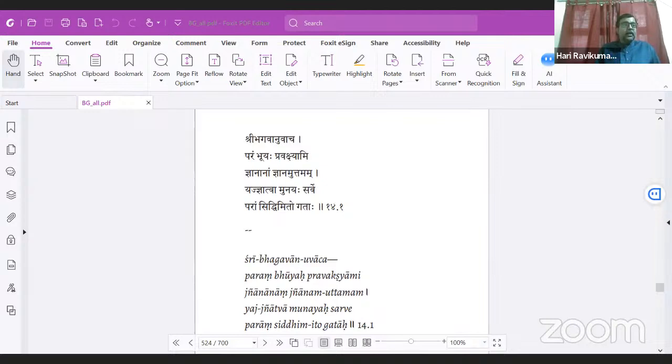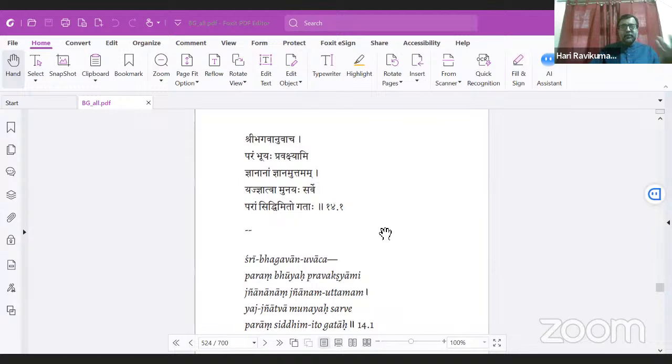Bhuyah param jnananam uttamam: the best and the supreme wisdom. Jnanam uttamam pravakshyami: it transcends, it is better than all knowledge. I will tell you about this. Sarve munayah, all the sages, all the munis, yat jnatva, knowing which, itah param siddhim gatah, they have attained the highest perfection by knowing this wisdom.